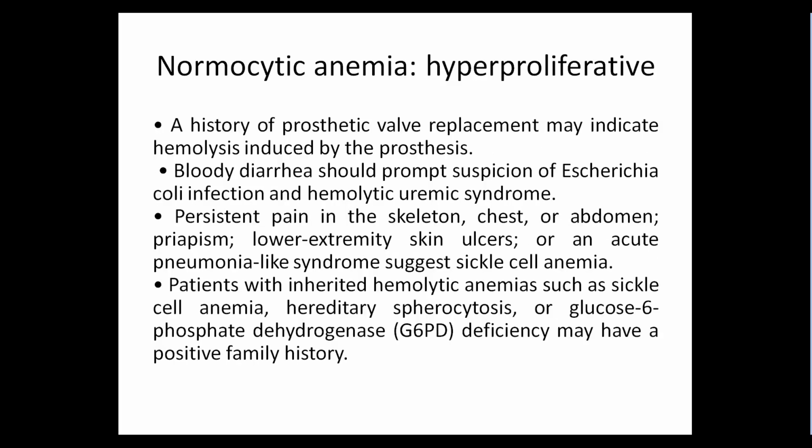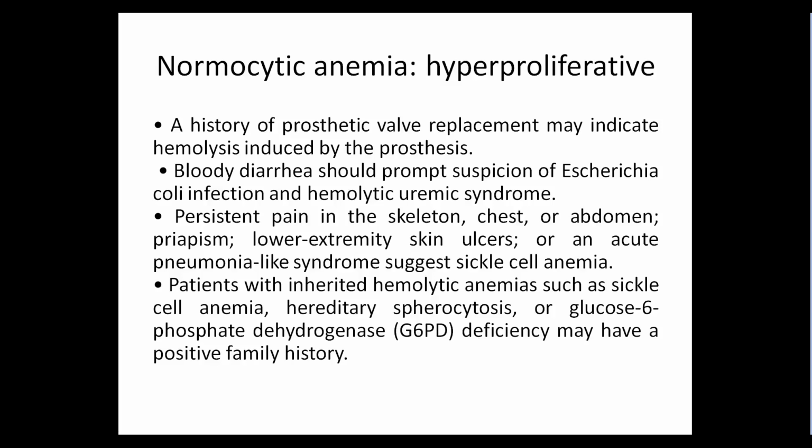A history of prosthetic valve replacement may indicate hemolysis induced by the prosthesis. Bloody diarrhea should prompt suspicion of Escherichia coli infection and hemolytic uremic syndrome. Persistent pain in the skeleton, chest, or abdomen, priapism, lower extremity skin ulcers, or an acute pneumonia-like syndrome suggest sickle cell anemia.